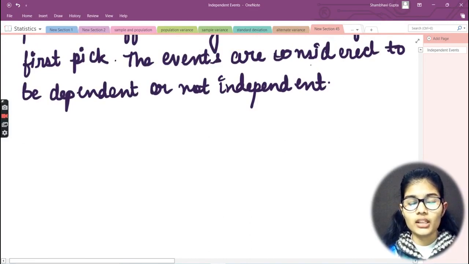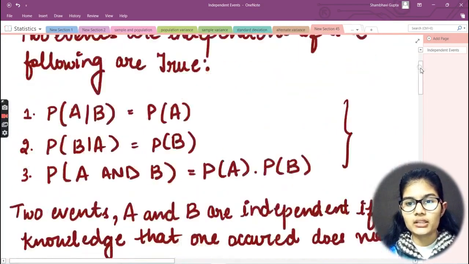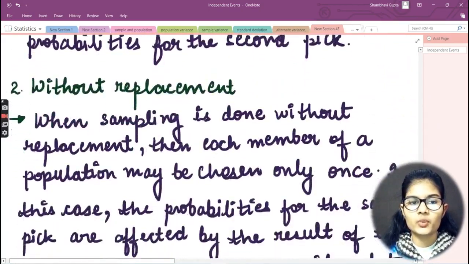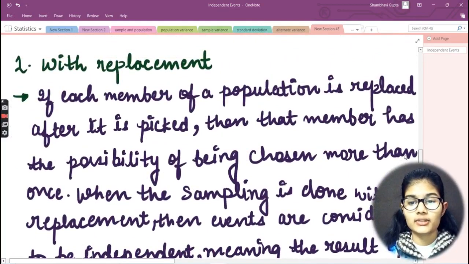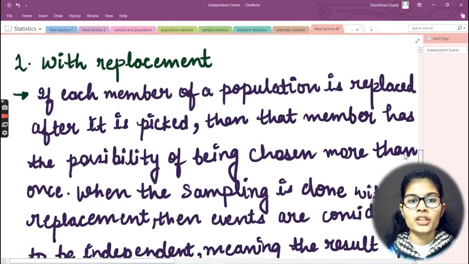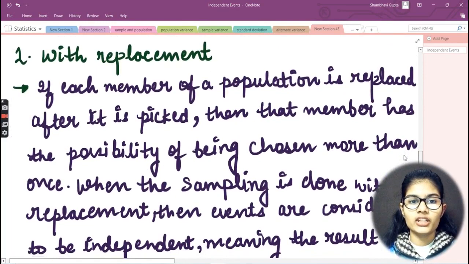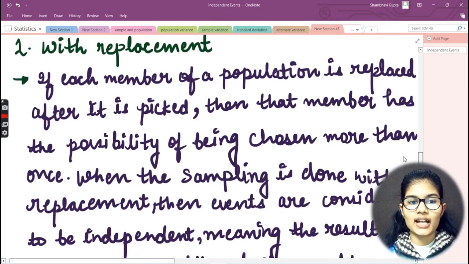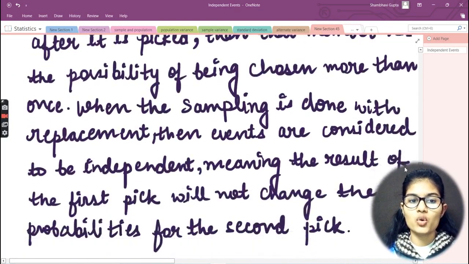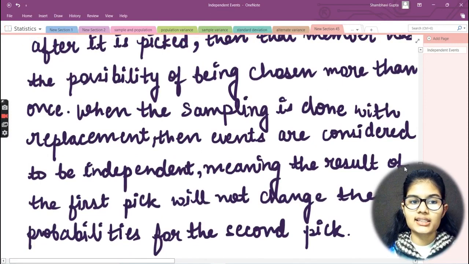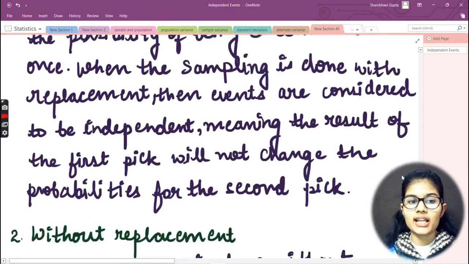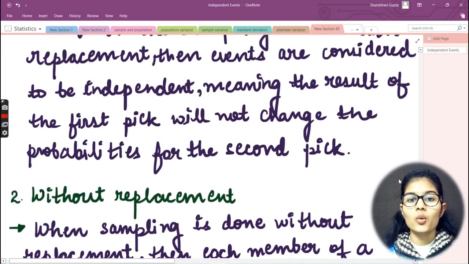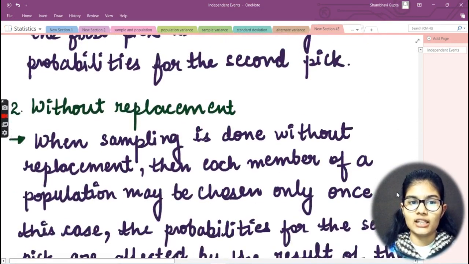Okay. Right, so this is what was about this particular thing, that for the sampling we were having two things, with replacement and without replacement. So let's once again take a clear idea of what happens in both of these. When I talk about with replacement, if each member of a population is replaced after it is picked, then that member has the possibility of being chosen more than once. So when the sampling is done with replacement, then events are considered to be independent. It means that the result of the first pick will not change the probabilities for the second pick.